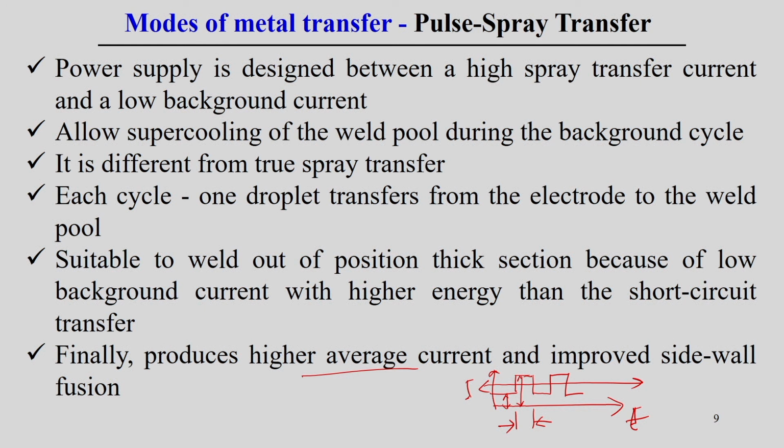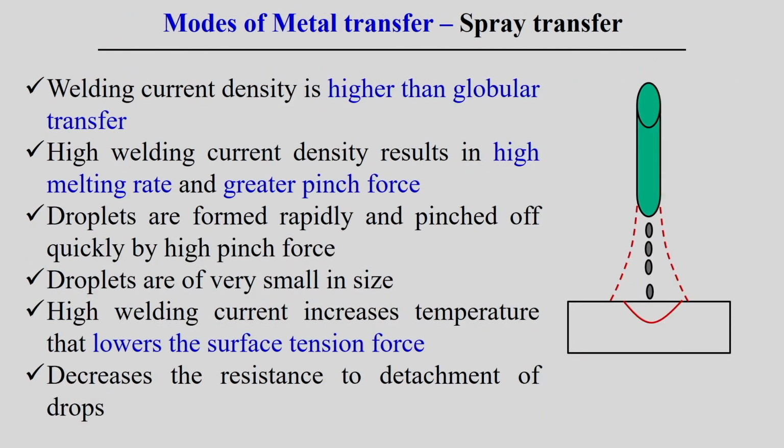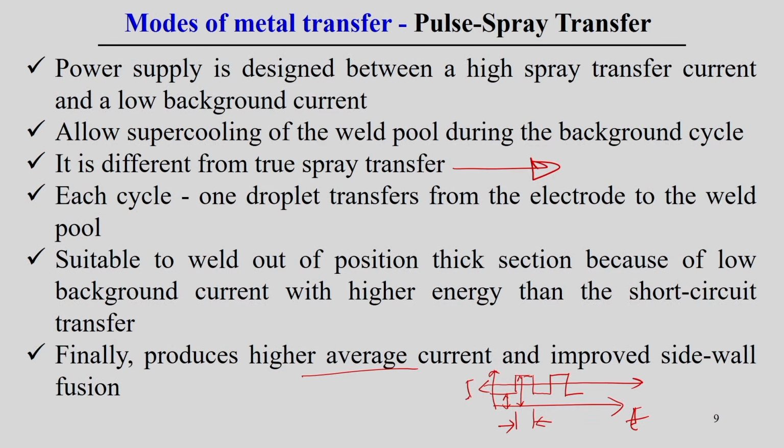But remember, this kind of metal transfer is different from true spray transfer. We have already discussed short circuit metal transfer and spray transfer. In spray transfer there is an application of continuous current, and different kinds of forces are there. We are not modulating the current for spray type metal transfer, but pulse spray transfer is different, because in this case the spray type metal transfer is modulated by modulating the pulse parameters.